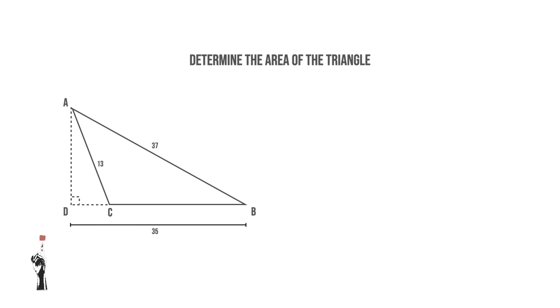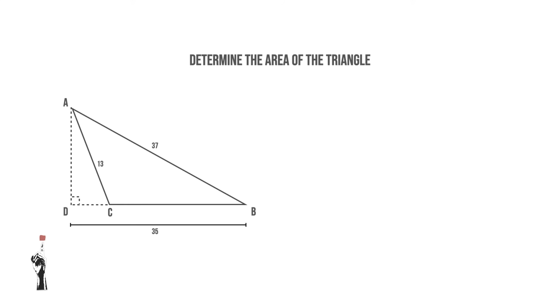Now let's determine the area of this triangle. Once again, I need my base and I need my height. I see that this will be my base and this will be my height. The problem is I don't have the values of my base or my height. I only know that the entire side DB is 35 units, the entire side AB is 37 units, and the entire side AC is 13 units. I need to calculate my base and my perpendicular height.